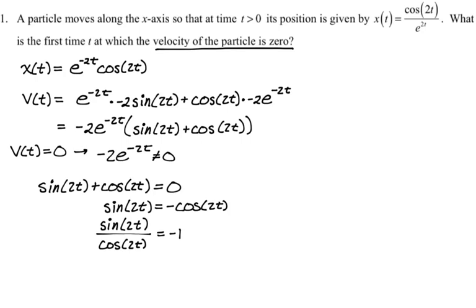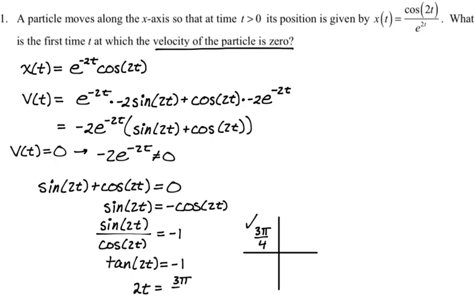So I have this. Sine over cosine is tangent, so now I have tangent of 2t is equal to negative 1. This is a pretty annoying problem. Tan of 2t is equal to negative 1, and I want the first time that happens. So tangent starts out positive in the first quadrant, goes negative in the second. So from here is where I want my original angle. And what angle in that quadrant has a tangent of negative 1? It's 3 pi over 4. So I know that 2t is 3 pi over 4, which means that t must be 3 pi over 8.